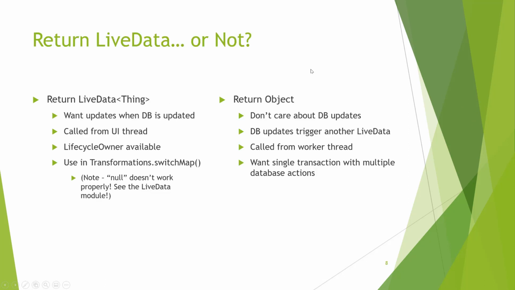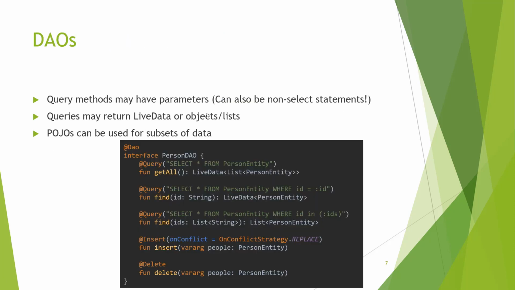So the question you get is, when do I return a live data from a DAO or not? Places you'll want to return a live data: if you want to have updates when a database is updated, and this is actually a really, really great benefit of this. If you say, give me a live data, let's take a look at, oh, I had them right here. There we go. Let's say we have get all. We have live data list person entity.